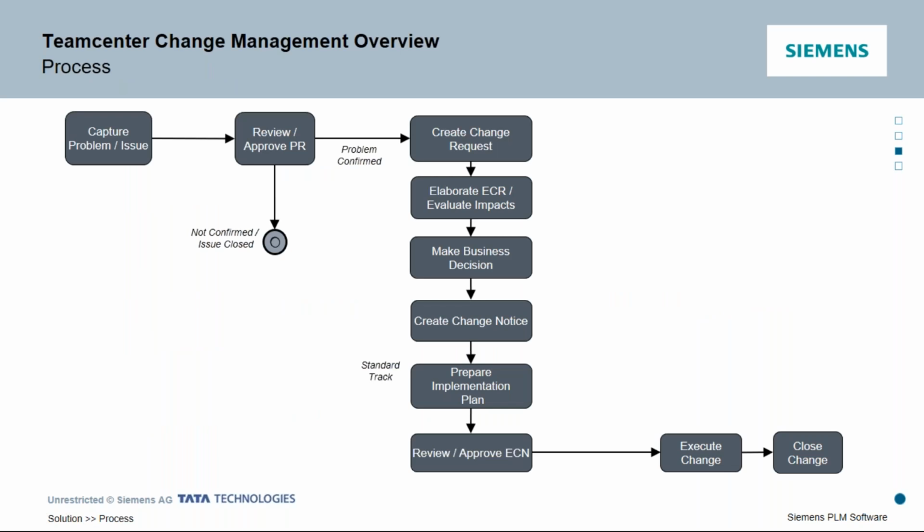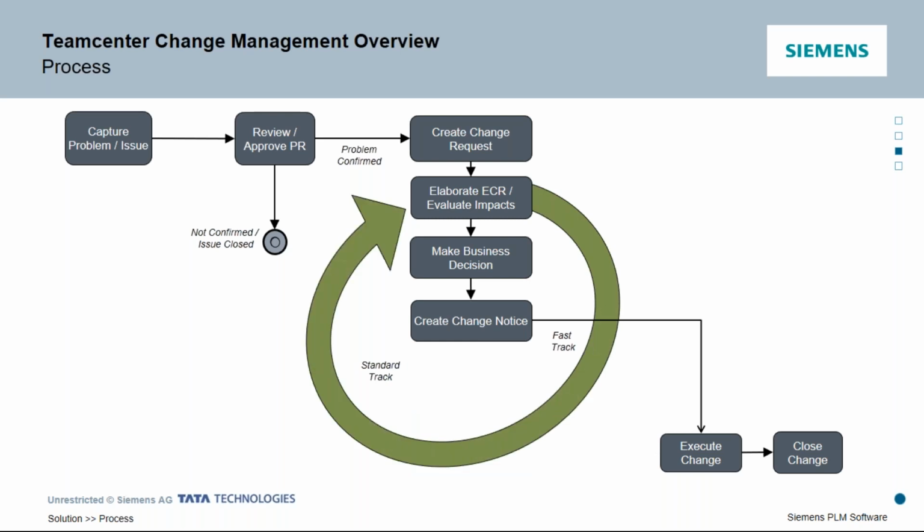From a process standpoint, Teamcenter Change Management Solution supports the industry standard CM2 process. You can have a standard track, you can have a fast track, you can have rejection loops. The solution also supports tracking and evolution of key CM2 attributes like closure, maturity, and disposition. Now, these key attributes cannot be edited through the Teamcenter user interface. The only way you can change them is by taking these changed objects through a workflow.